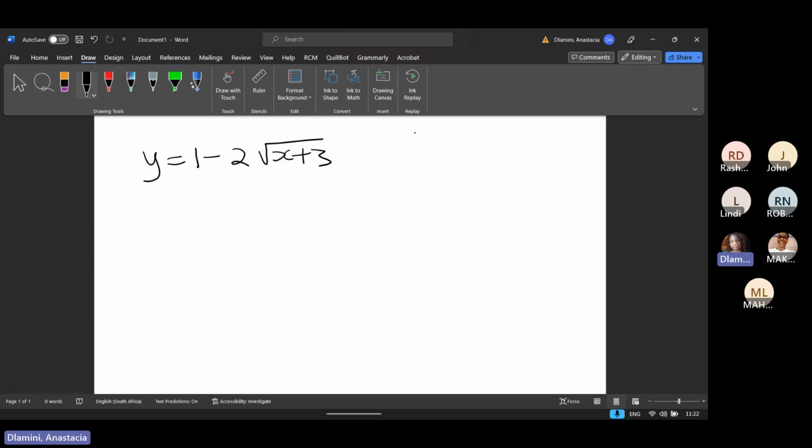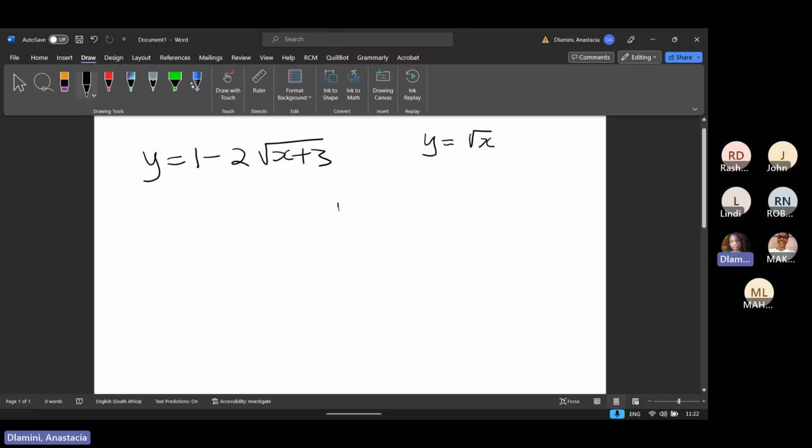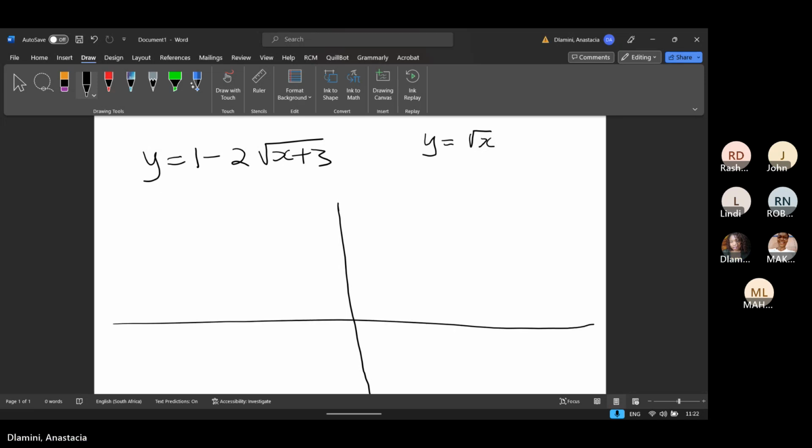In this case, because it's a square root, our parent function will be y equals square root of x. By drawing that graph, we know that our parent function would look like this. This is y equals square root of x. Let's call it y1. y1 is equal to square root of x. Now we can start with the transformation.